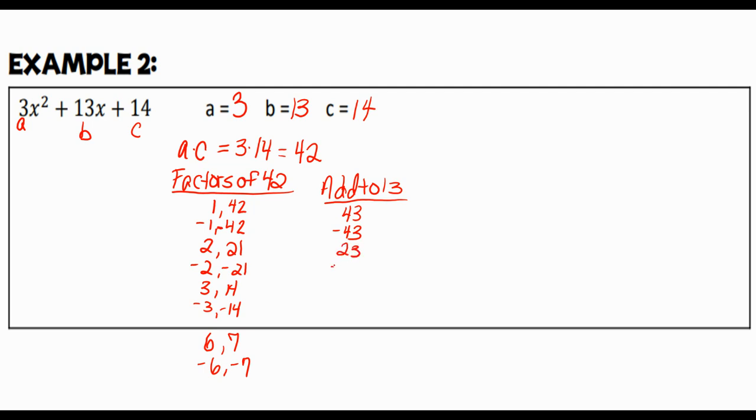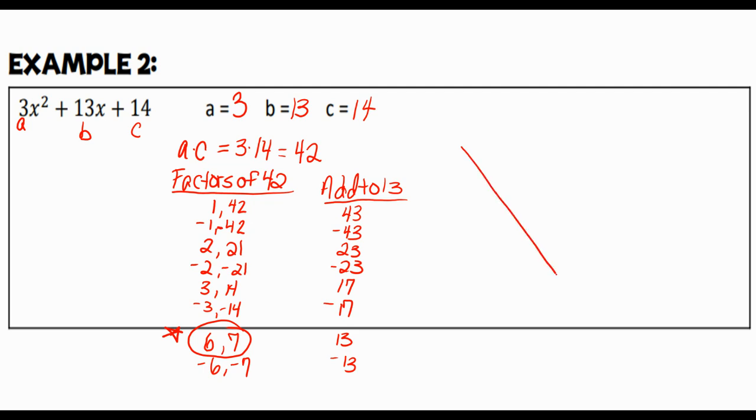23 and negative 23. 3 and 14 give us 17. Negative 3 and negative 14 is negative 17. 6 and 7 give us positive 13. Negative 6 and negative 7 give us negative 13. So right here are the factors that add to b.